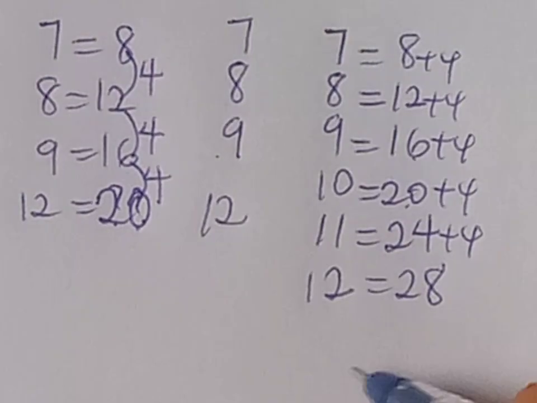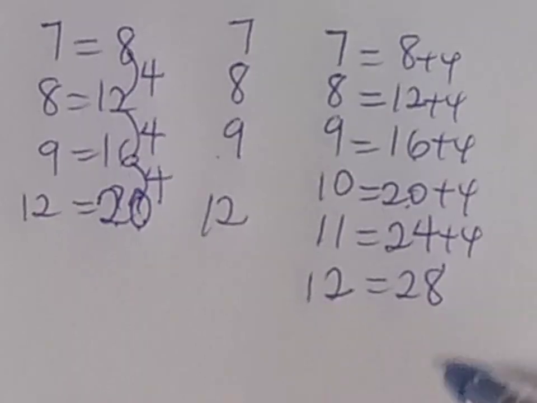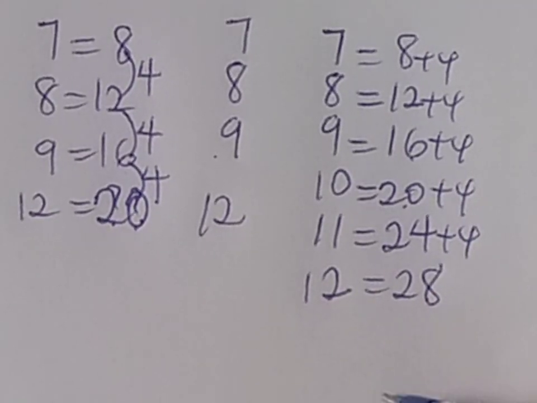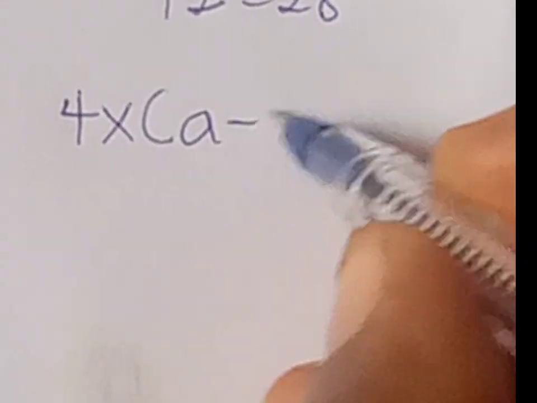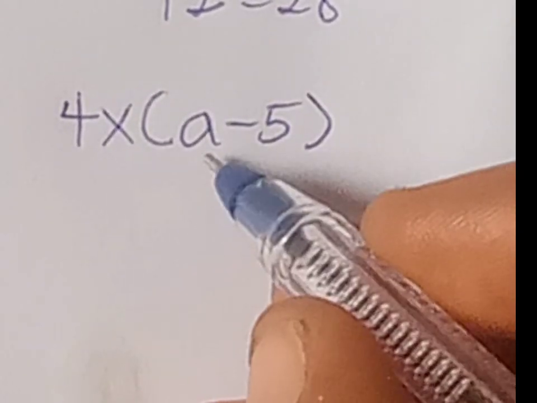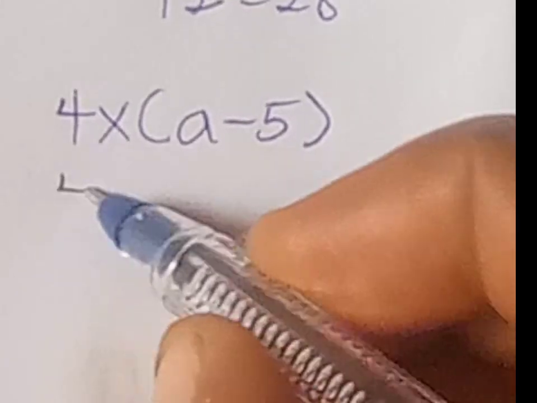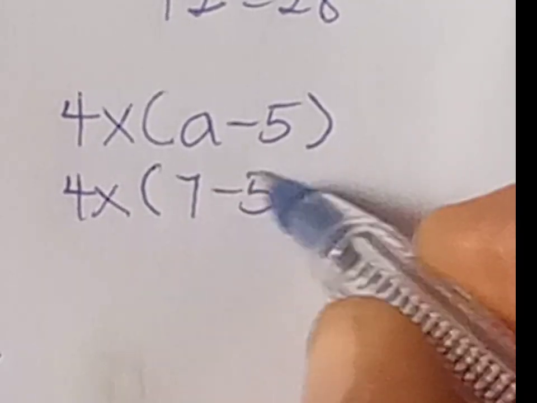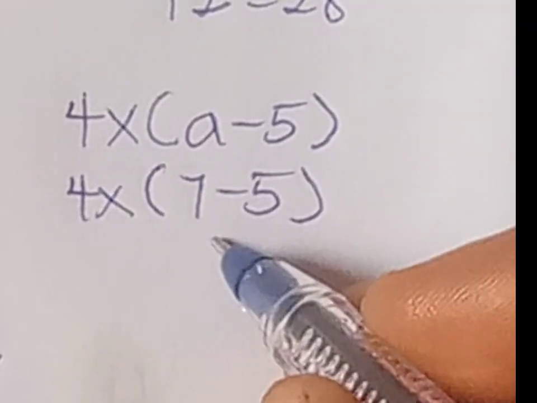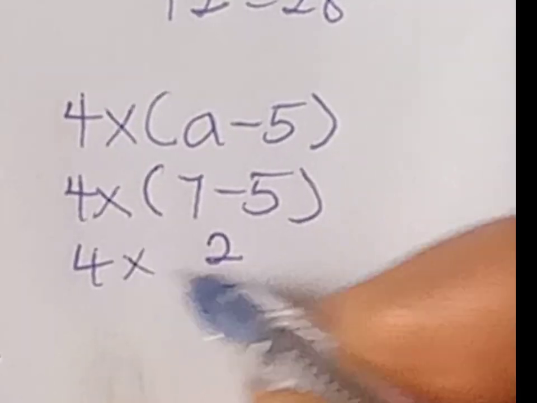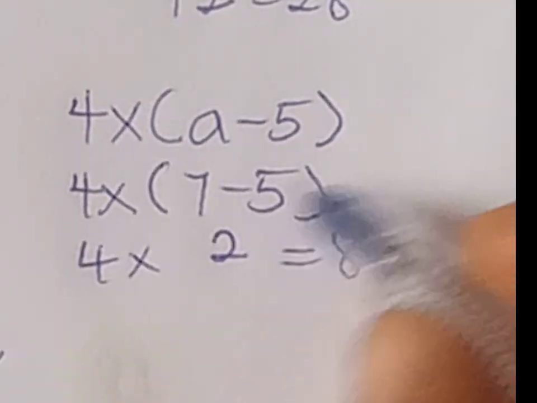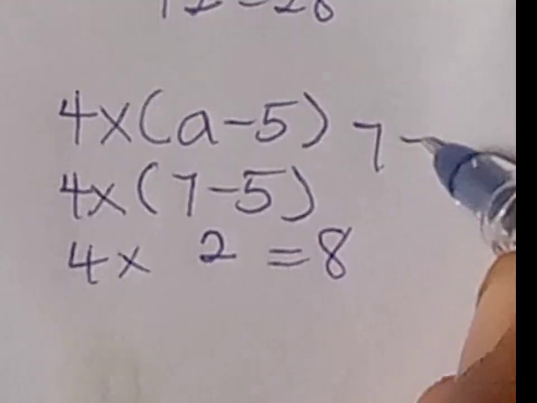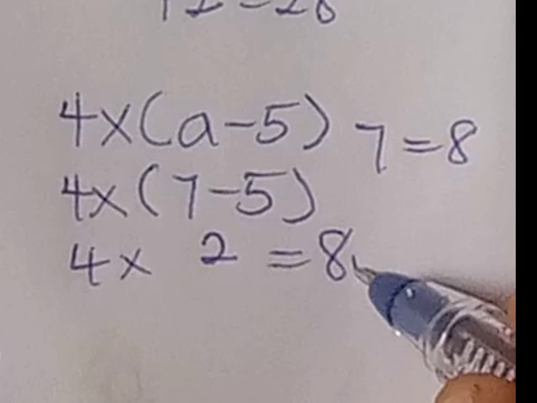Now here is the formula for this puzzle if you don't feel like writing out the entire sequence. Here is the formula. The formula is what? 4 times open bracket a minus 5, where a is our number. So let's go 4 times, looking at the first row, 7 minus 5. 7 minus 5 will give us 2. So 4 times 2 will give us 8. So for the first row, 7 equals 8, which is correct.